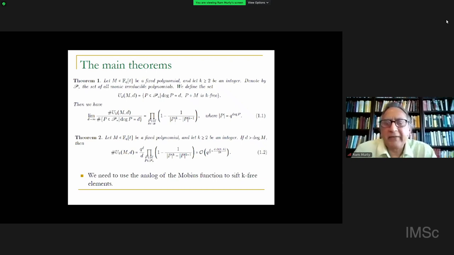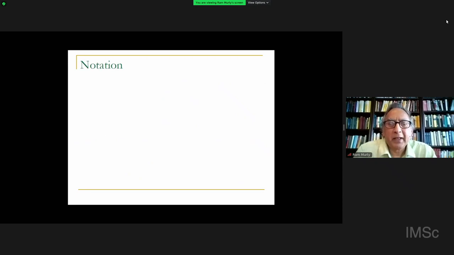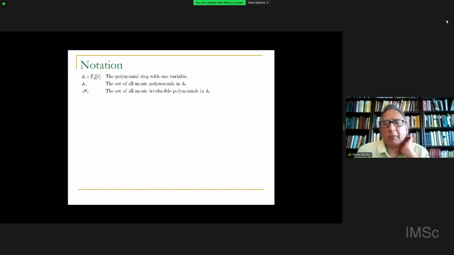Sifting and sieving in this process in the function field case is not too hard. You have analogous functions, and sometimes there are actually no error terms. So here's the notation that we used to set things up. I told you already, this capital A is F_q[T]. A plus is the set of all monic polynomials, and P plus is the set of all monic irreducible polynomials in A.